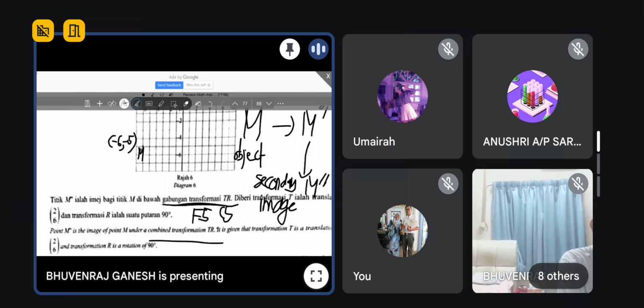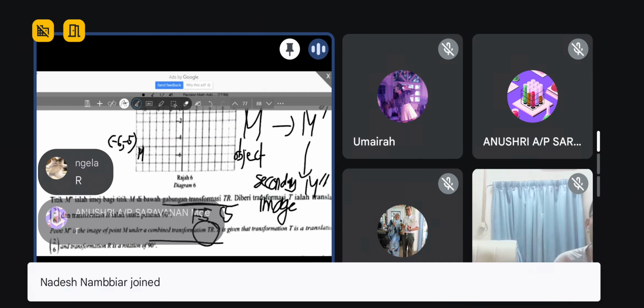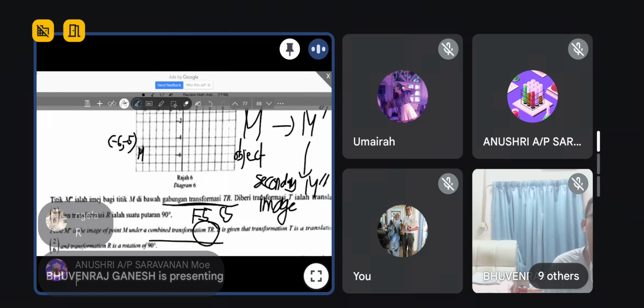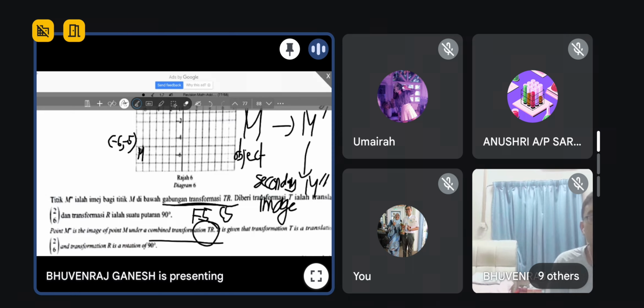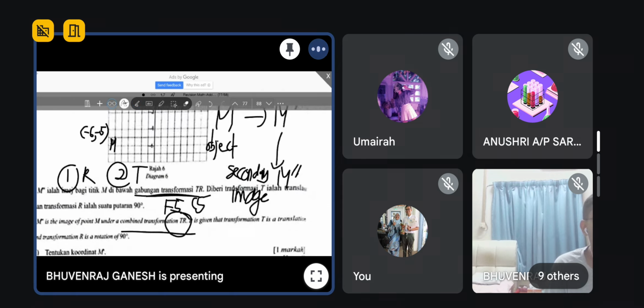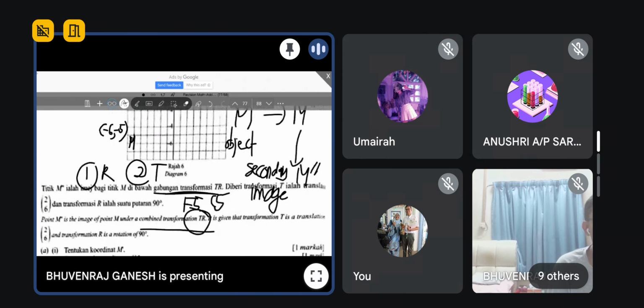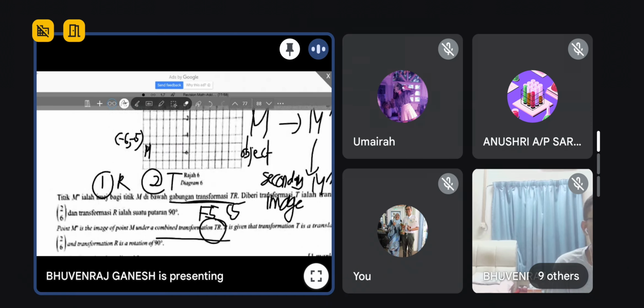Okay, so basically guys, if you have combined transformation TR, which one comes first? Yang mana datang dulu? Kalau mereka kata TR, adakah T datang dulu ataupun R datang dulu? Which one come first? Yes, always remember the most right one will come first. Yang paling kanan datang dulu, lepas tu kepada yang paling kiri. Okay, so we do R first. First step is R, second step is T. Okay, so now we can read. Transformation T is translation. Okay, translasi. R is rotation. Okay, putaran.